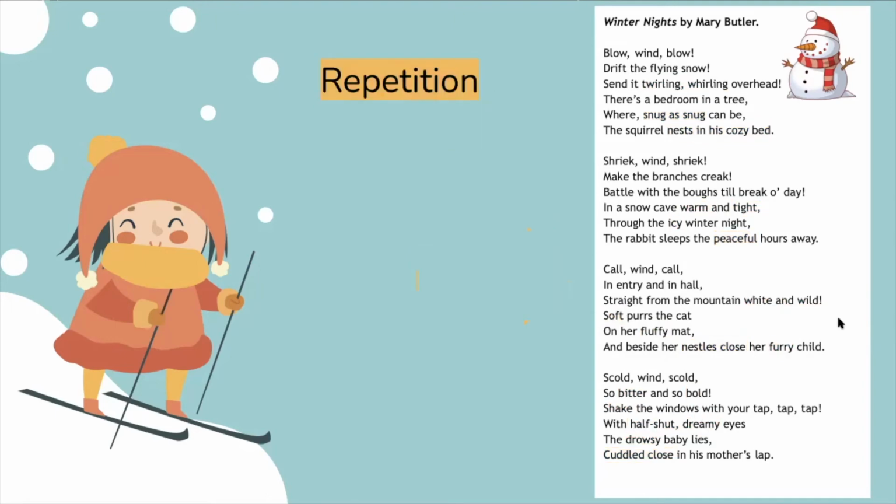Lastly, we have repetition once again. Like any poem, repetition can be seen and heard. It is important to know that repetition is a big part of the structure of a poem, which can help us develop the theme of the text.